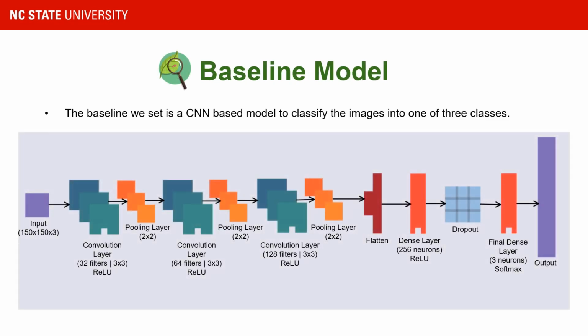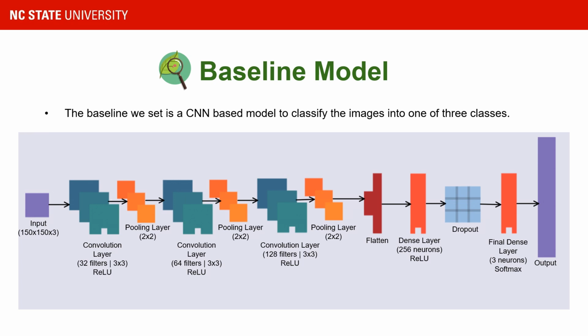The baseline model we set is a CNN-based model to directly classify the images into one of the three classes. Initially, we did a data pre-processing step using the TensorFlow tool called ImageDataGenerator and rescaled our images to normalize input pixels, converting RGB values from 0 to 255 into 0 to 1 values, in order to correctly extract features from the input image through the initial layers in our model.